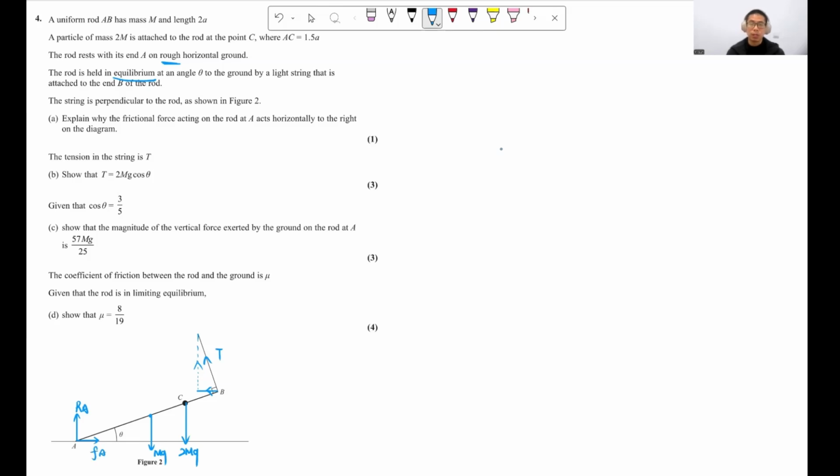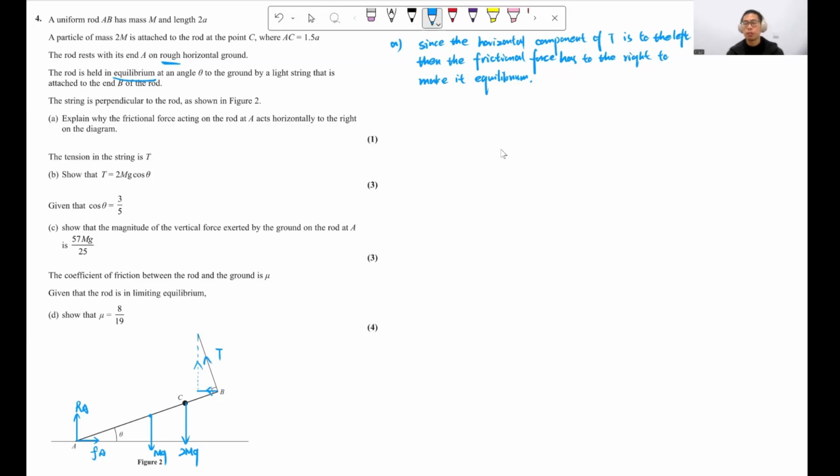Otherwise, it won't be in equilibrium anymore. Yeah. So to write this down, you just say, since the horizontal component of T is to the left, then the frictional force has to be to the right to make it equilibrium. And that's all we have to say.